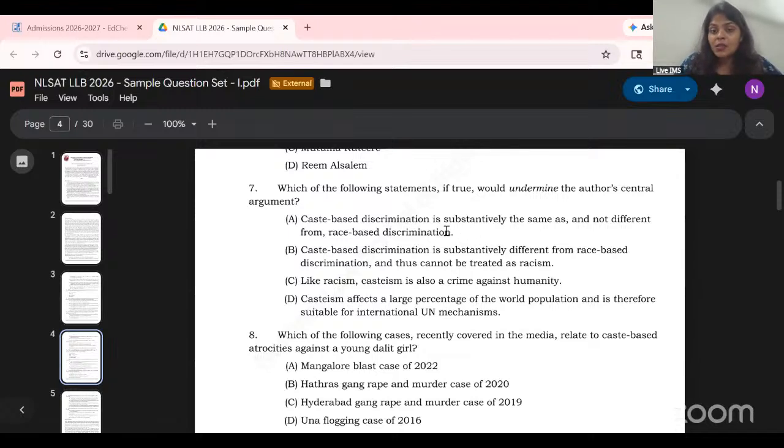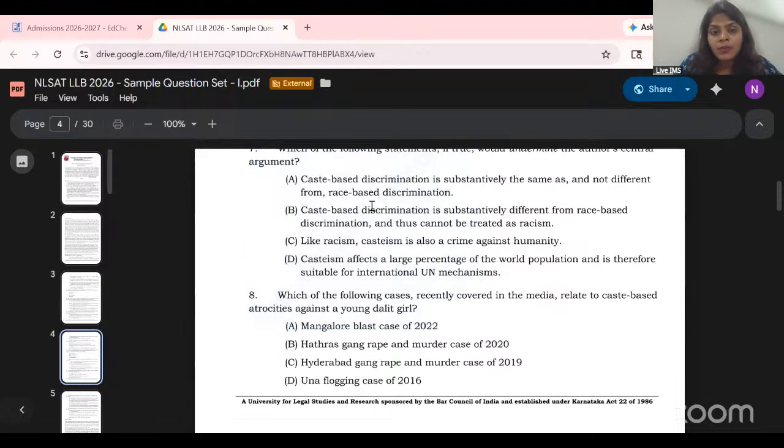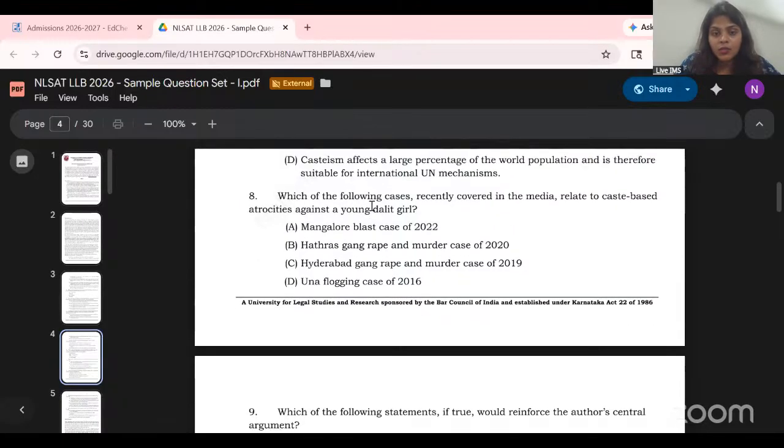But if A is true, that both of them are part and parcel of a similar kind of discrimination, are the same, then the whole central idea of the author's argument, where the author is saying that we need to give it a separate recognition, is null and void. Because if it is the same, then we have recognized racism as a crime, so casteism will automatically be within racism. That is why your correct answer as per your question would be A. All right, moving to the next question.